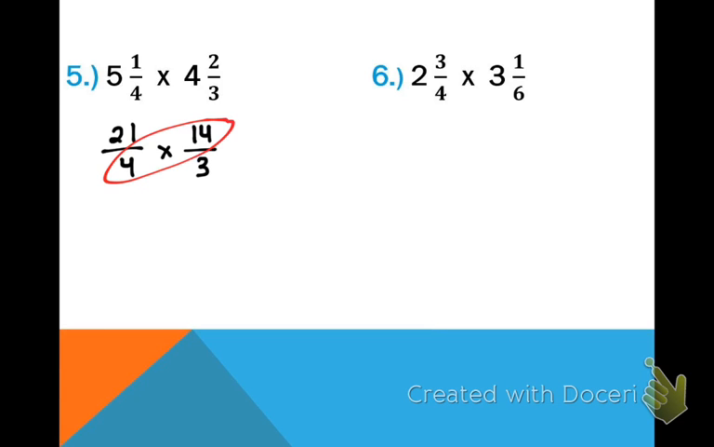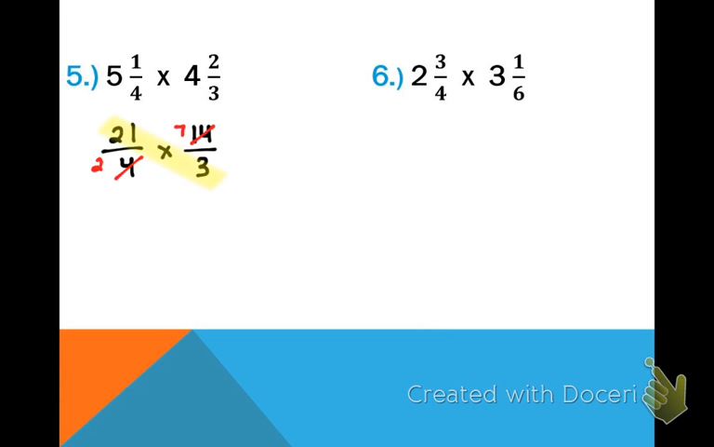Now we want to check to see, is there any way that I can cross-reduce these? Okay, so we're looking at this right here. Is there anything that goes into a 4 that can go into a 14? Yes, what number? A 2. How many times can a 2 go into a 4? 2 times. How many times can a 2 go into a 14? 7 times.